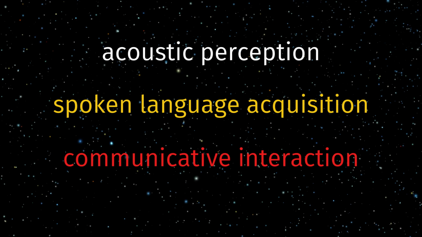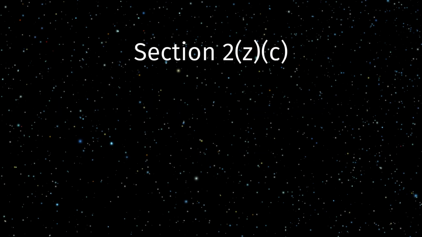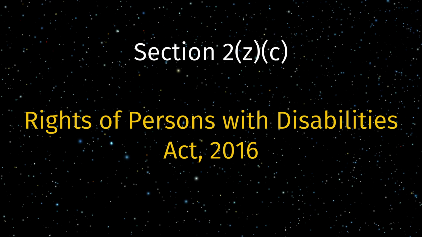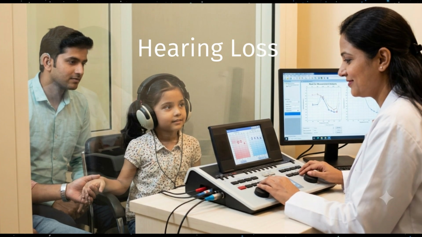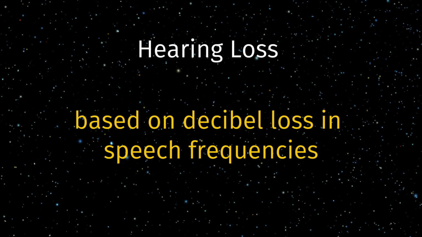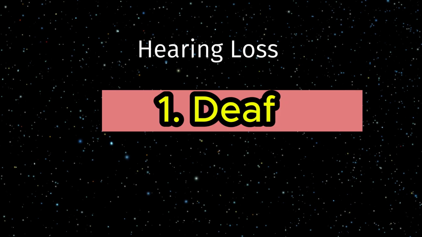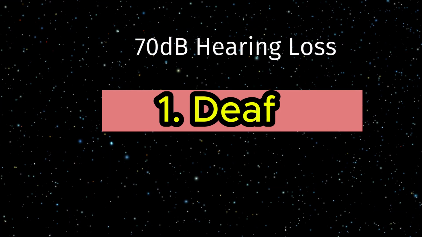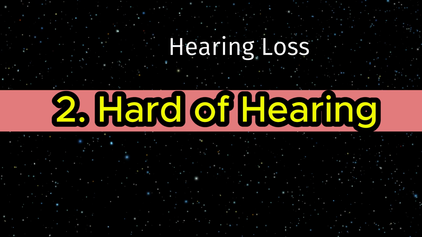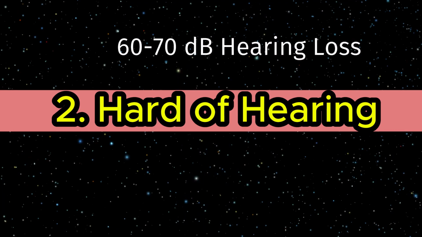In India, Section 2(zc) of the Rights of Persons with Disabilities Act 2016 establishes a precise legal basis by splitting hearing loss into two severity levels based on decibel loss in speech frequencies across both ears. 1. Deaf. Deaf is legally defined as having a 70 decibel hearing loss or greater in speech frequencies in both ears. 2. Hard of hearing. This is defined as having a 60 decibel to 70 decibel hearing loss in speech frequencies in both ears.